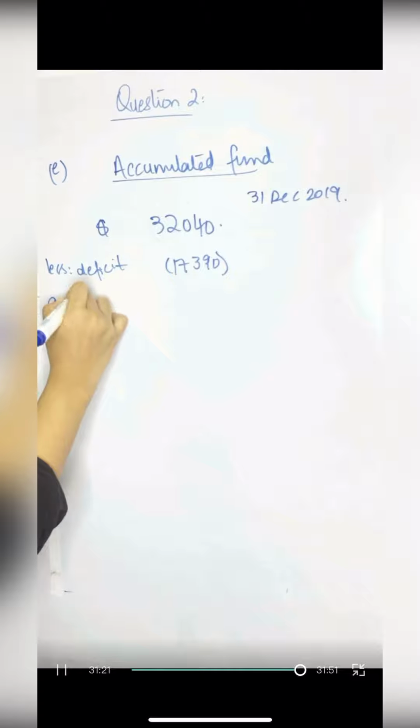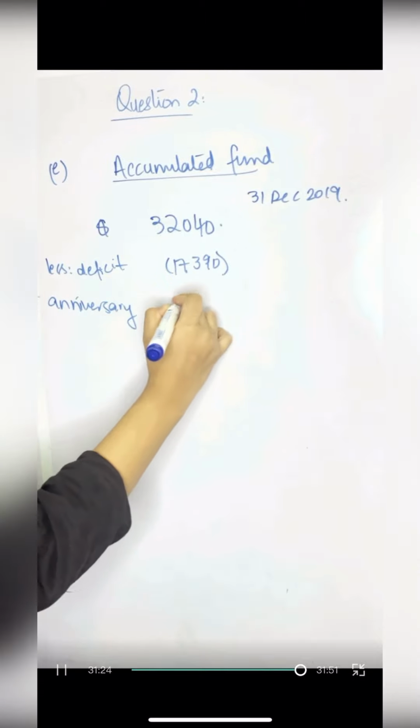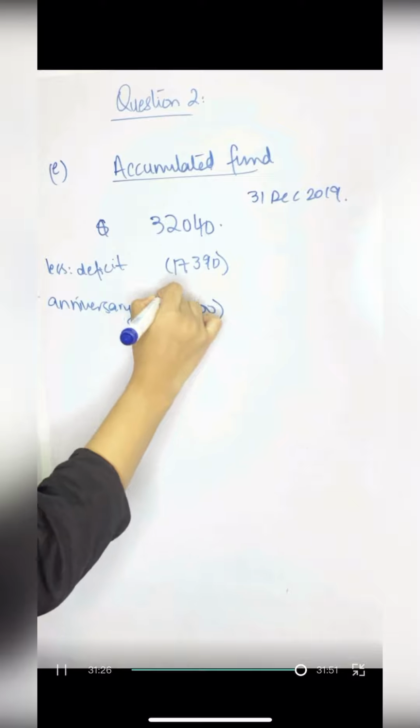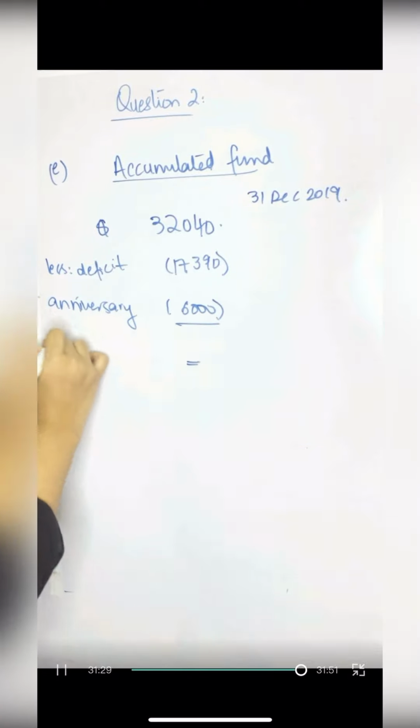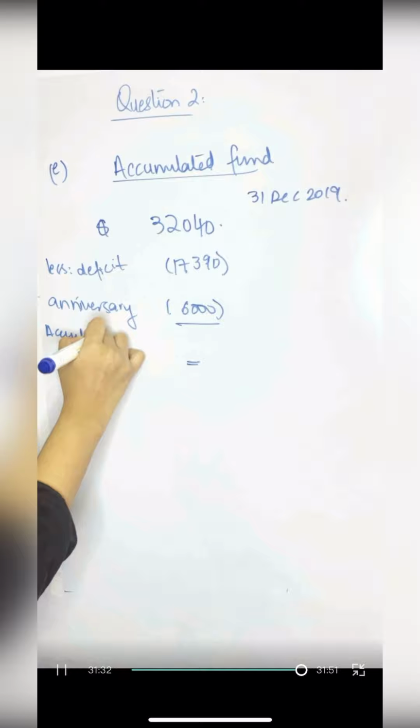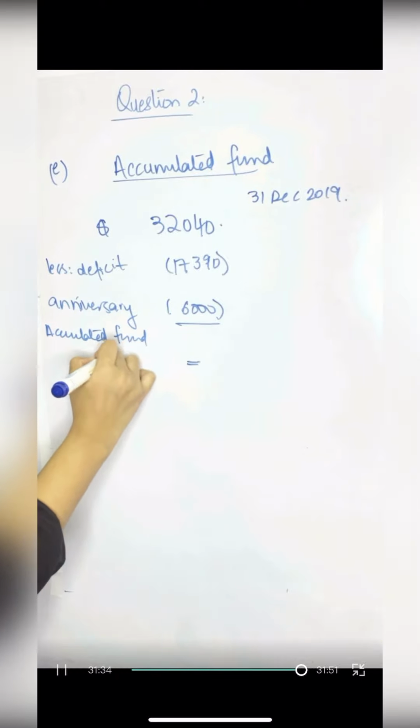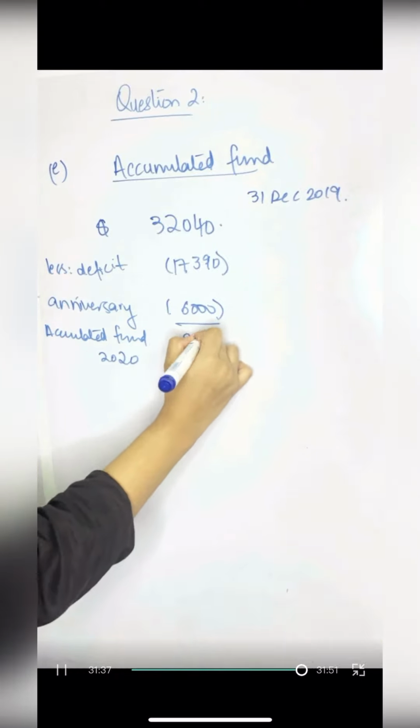And then as it is also stated in the question, there was 6,000 that was for the anniversary. So it is a special donation, it is for a specific purpose, so hence it will be transferred on to the balance sheet or the statement of financial position. It will be transferred as anniversary fund, which is basically for a specific purpose, and you're going to subtract that, and you're going to be left with the accumulated fund at the year end, which is for 2020, which is 8,650. So we're done with question 2. We'll now move on towards question 3 in the next video.